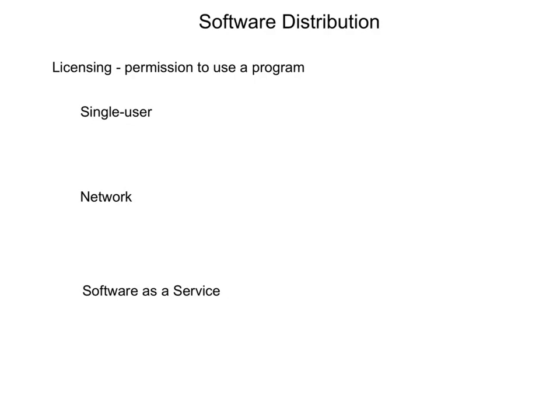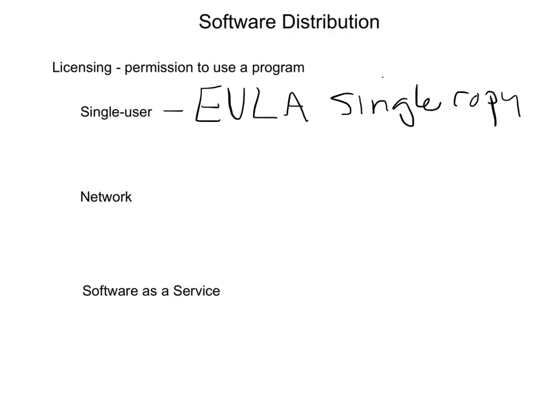At home, you buy a single user license. We call that an end user license agreement. It just means you can have a single copy on one computer. That's most common for homeowners. Now, here at school, we don't buy a single copy for every single computer in here, do we? No. We buy network licenses.